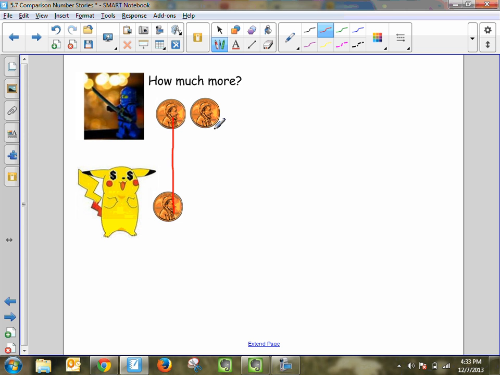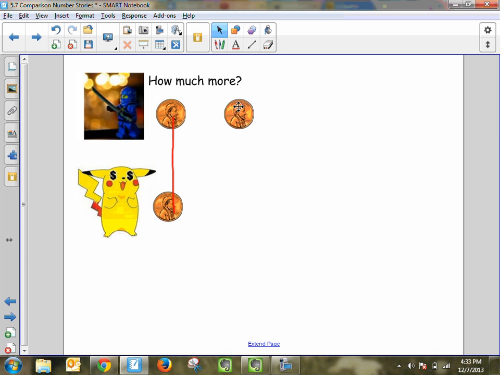Now you can see Ninjago still has a penny, but doesn't have one to connect down here with Pikachu. So when I would ask you, how much more does Ninjago have? You would be able to see that since we have one penny that is not connected to one that Mr. Pikachu has, Mr. Ninjago there has one more penny than Pikachu. So let me show you this as we get going with some more.